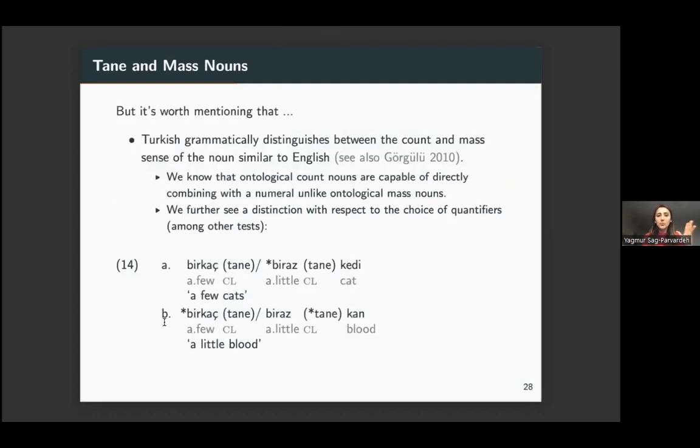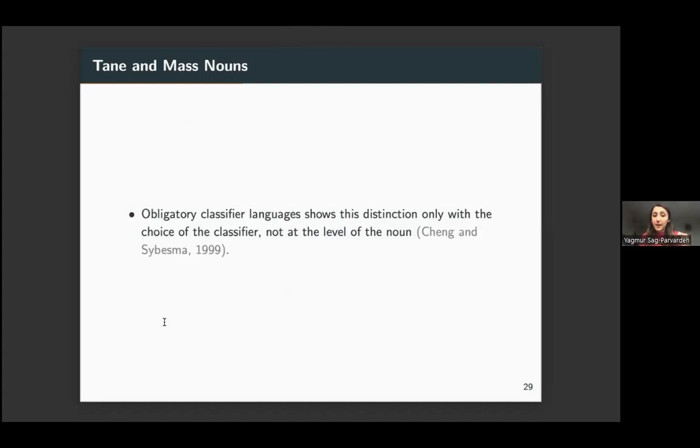But it's also worth mentioning that Turkish actually makes a grammatical distinction between count and mass nouns. We have quantifiers like "birkaç" that goes with count nouns, and "biraz" that exclusively goes with mass nouns. But in obligatory classifier languages, we don't have that grammatical level of distinction. Those languages really don't distinguish between count and mass nouns at the level of grammar. Of course, ontologically, they know the difference, but it's not represented in the grammar. But Turkish is not like those languages. It was worth mentioning that.